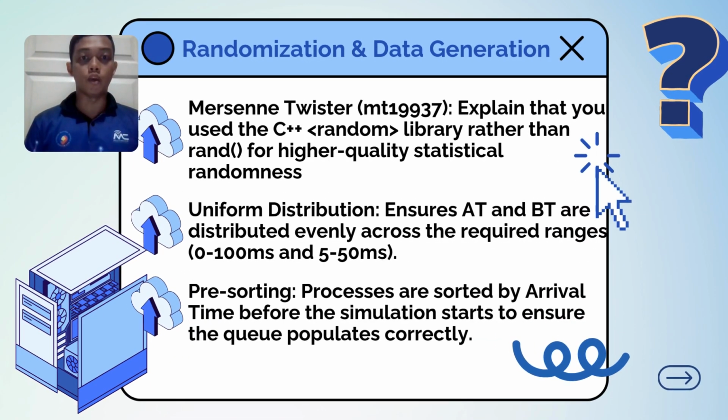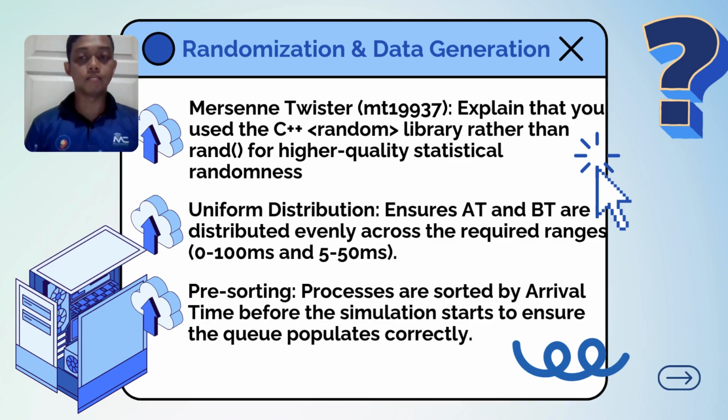Randomization and data generation: we use the Mersenne Twister MT19937 from the C++ random library rather than rand, for higher quality statistical randomness. Uniform distribution ensures arrival times and burst times are distributed evenly across the required ranges, between 0 to 100 milliseconds and 5 to 50 milliseconds. Pre-sorting: processes are sorted by arrival time before the simulation starts to ensure the queue populates correctly.